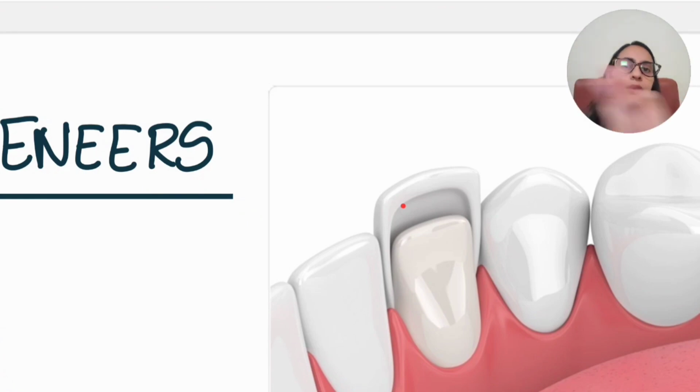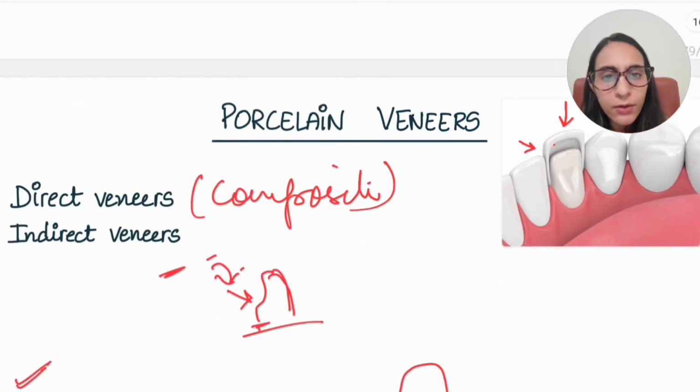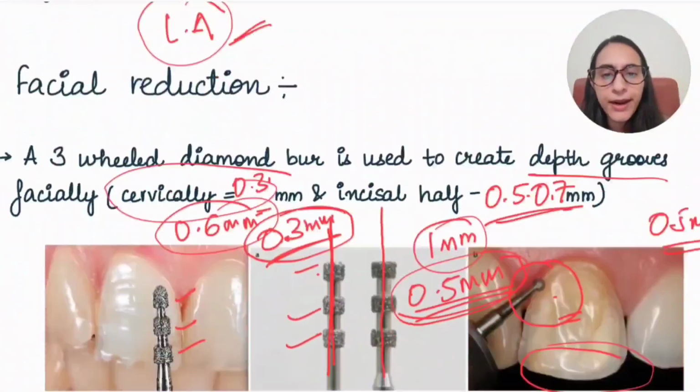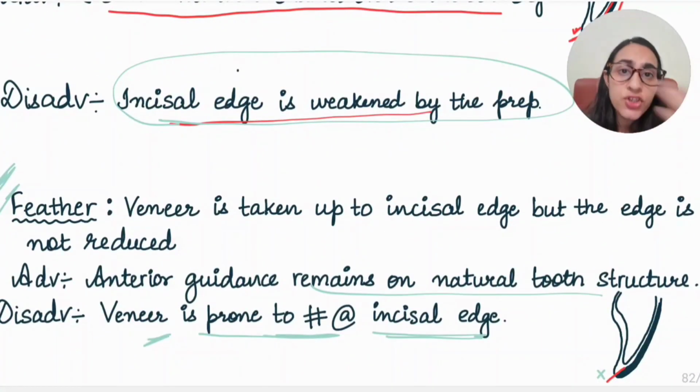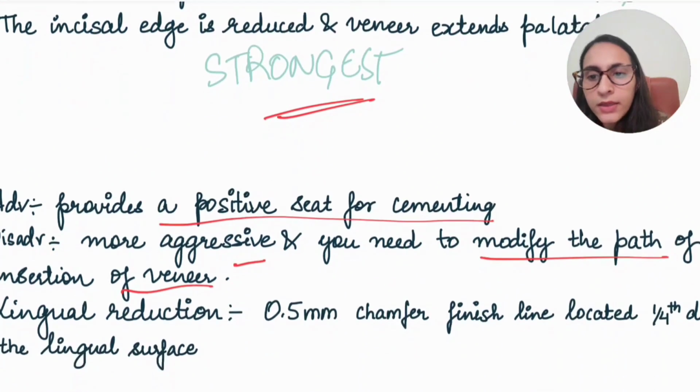You cannot just place it labially, because you need to cover the incisal edge also. So you need to place the veneer like this. So the path of insertion for this veneer becomes lingual when you are doing the upper anterior teeth. So the path of insertion changes in case of the incisal overlap design. Now that becomes a disadvantage.